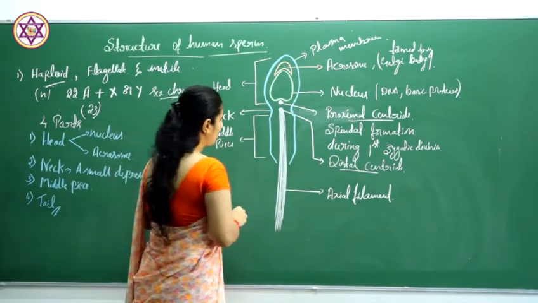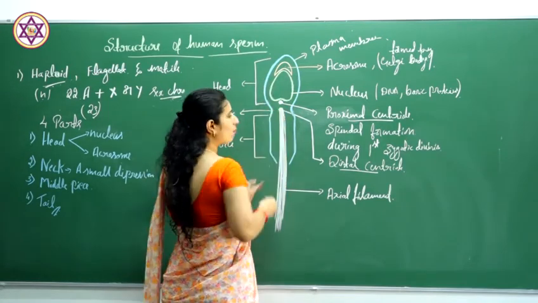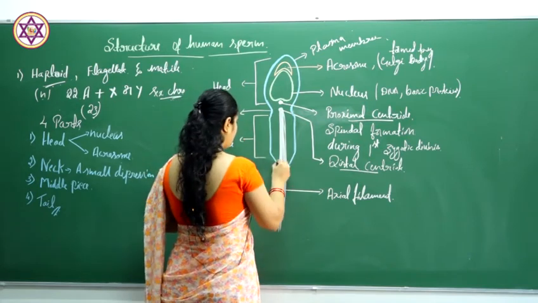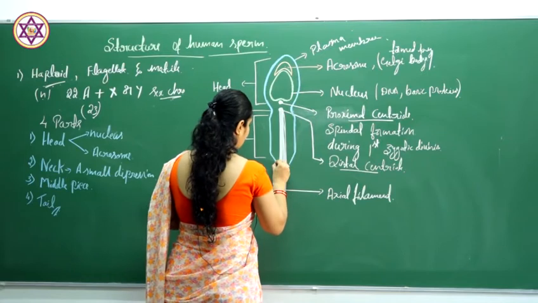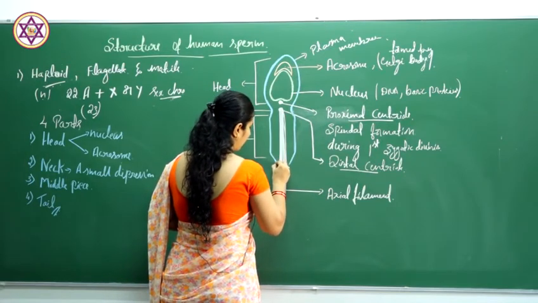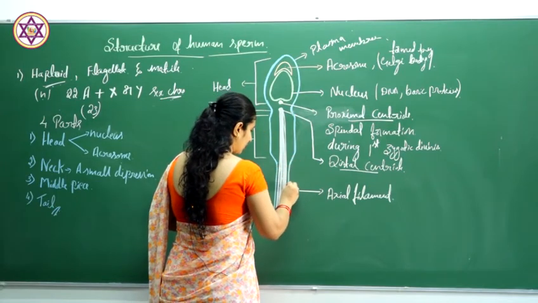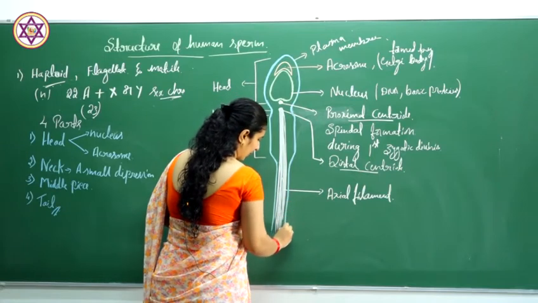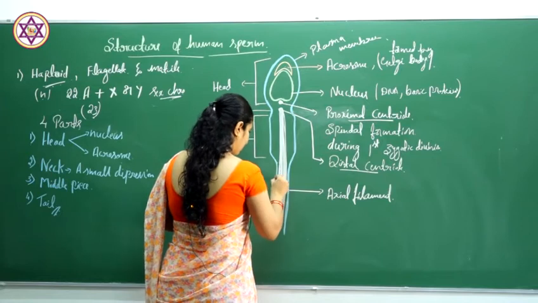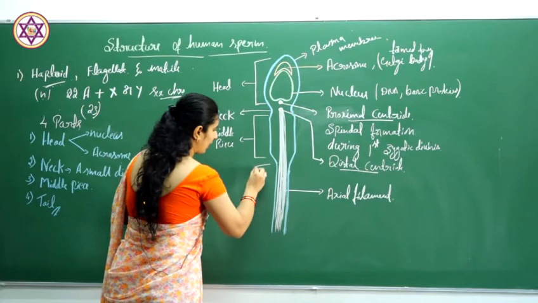Okay, this is the head region, followed by a small depression-like structure, that is the neck, and the next is the middle piece. Followed by the middle piece, this narrow structure continues till the end of the tail. Okay, so this particular structure is called the tail part.